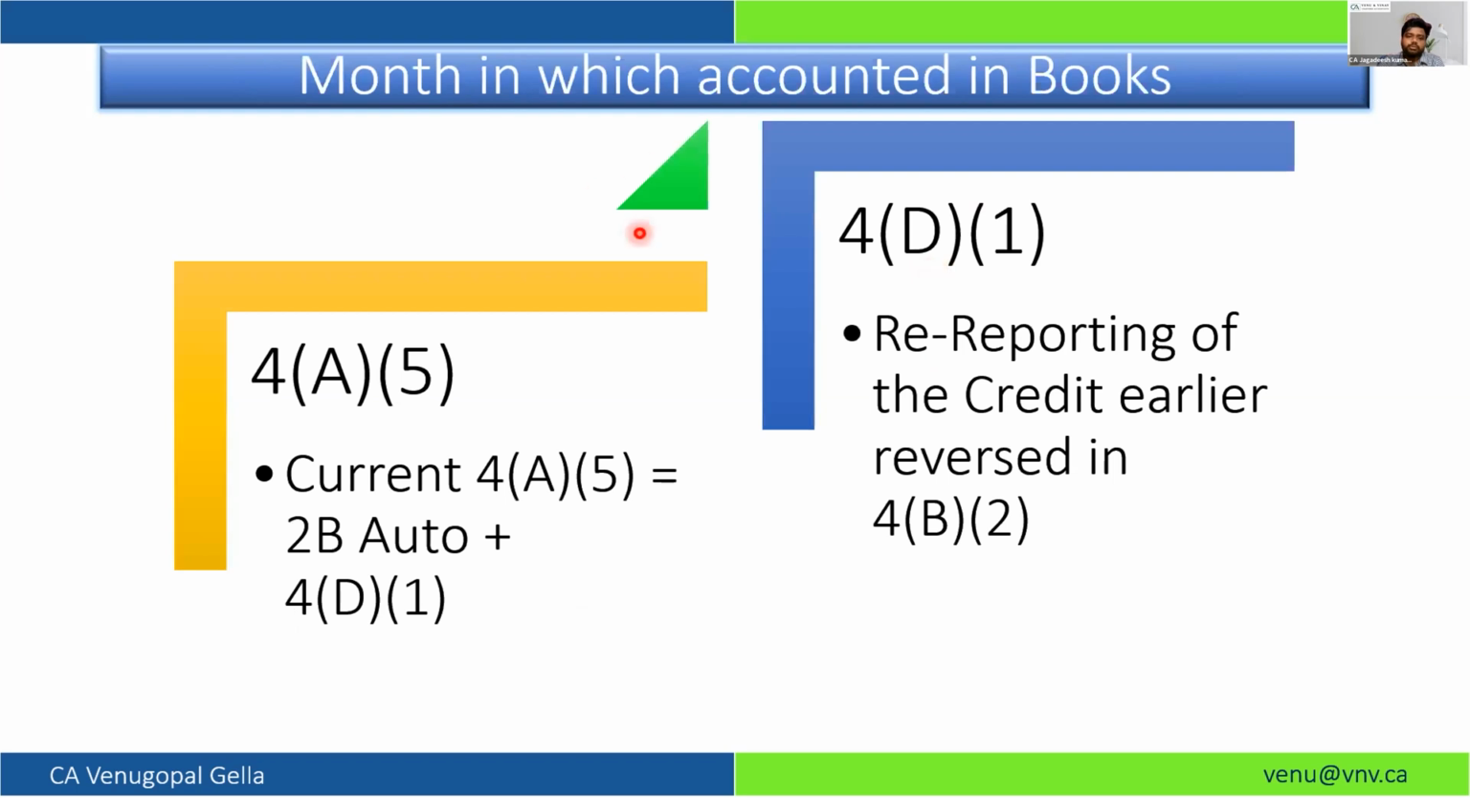Okay. So in the next period, when I have accounted it in my books, what will I do in that period? Again, I will not disturb this figure, but what I have reversed in the earlier period in 4B2, I will add it here: 4A5 plus 4D1, re-reporting the credit. And the previous period credit, what I have in the current period, I will report it in 4D1. For the auto-populated figure, I'm adding the previous period credit, and I'm disclosing it in 4D1.